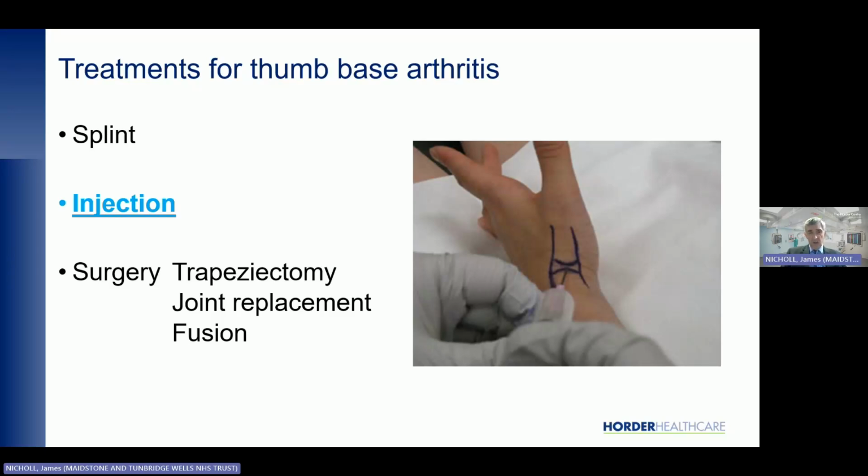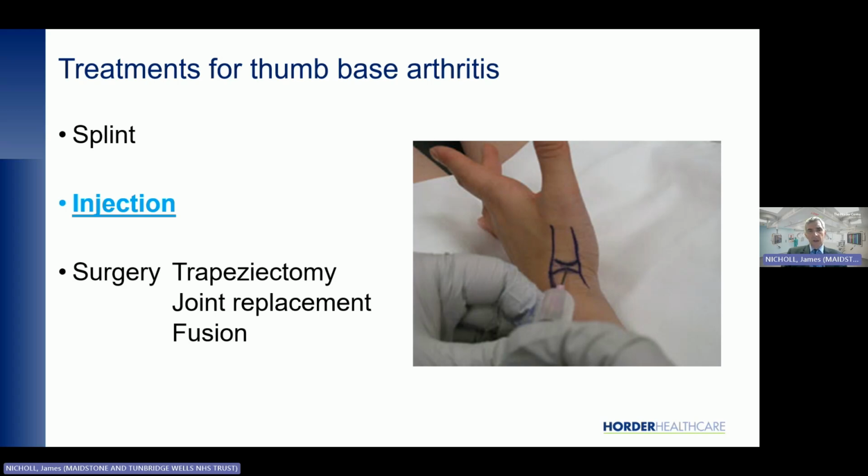Injections into the joint are more likely to work if the arthritis isn't too terrible on the X-ray. So the more advanced, if you've got bone-on-bone arthritis, then an injection is unlikely to do much. If it's more that the lining's inflamed and swollen, causing the pain, then a cortisone, a steroid injection into the joint can be helpful. That photograph is just a picture of me injecting it.